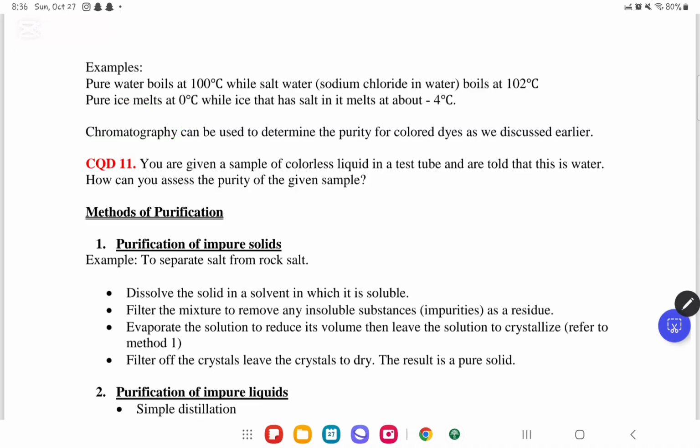Now, we are given a sample of colorless liquid in a test tube, and we are told that this is water. Okay, how can we assess that this is pure water? Very simple, by checking its freezing point and its boiling point. If it freezes at exactly 0 degrees Celsius, then it's pure water. If it boils at exactly 100 degrees Celsius, then it's pure water.